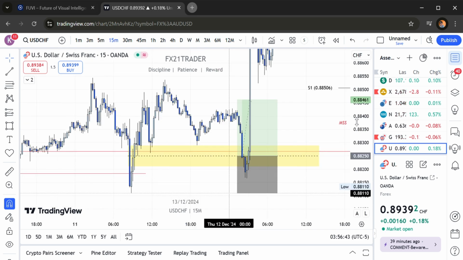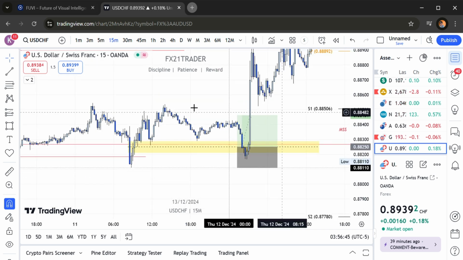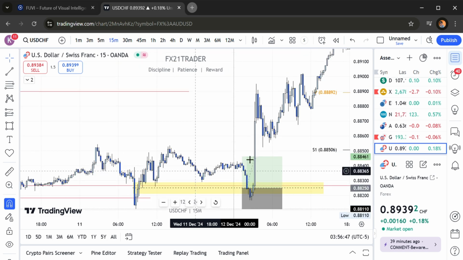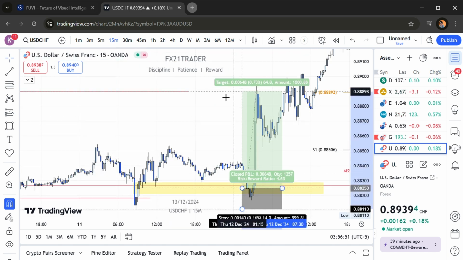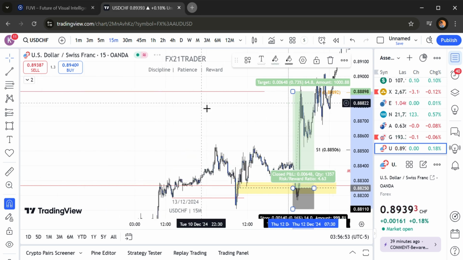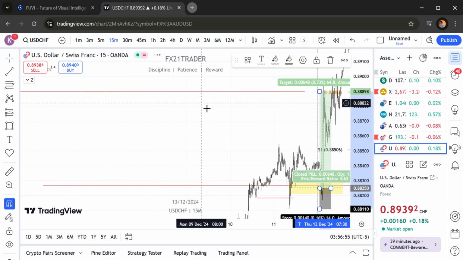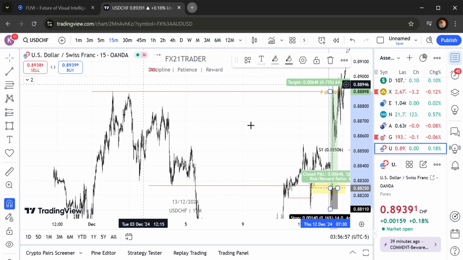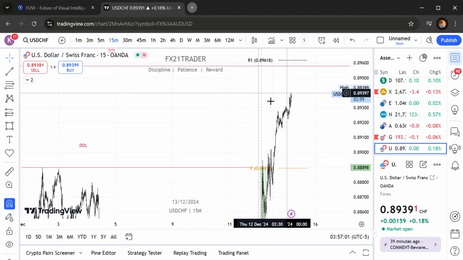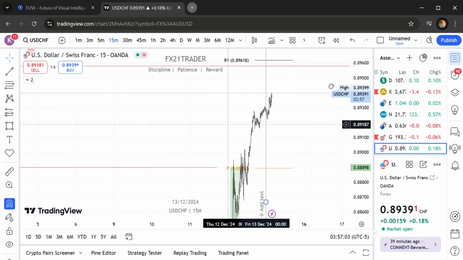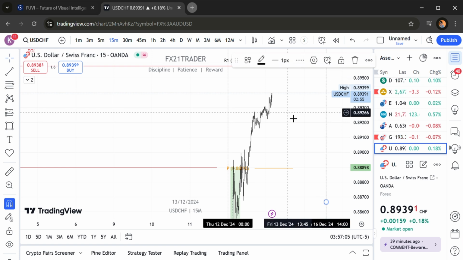And immediately you see price went higher. So this was our first draw on liquidity. If you can see right here, this was our first draw on liquidity. Our second draw on liquidity has not yet been reached, but potentially it looks like price will reach there anytime today or next week.